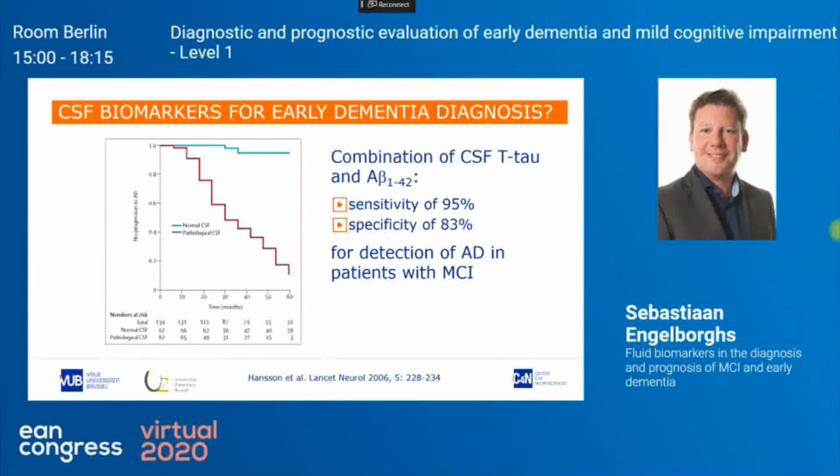At that time, we said, wow, nice, those biomarkers are able to predict dementia amongst MCI subjects. Nowadays, we say, nice, these biomarkers are able to diagnose Alzheimer's disease amongst MCI subjects, and with sensitivity and specificity values that are quite high. And these findings have been replicated in several independent cohorts.